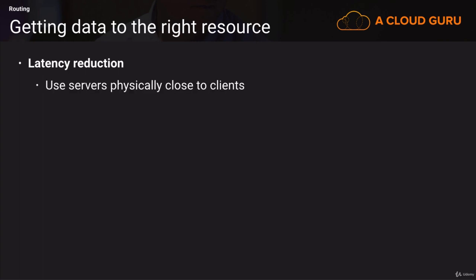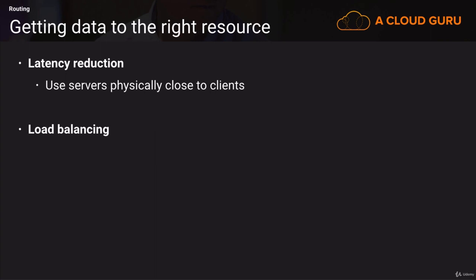In this lecture we're going to take a look at how data makes its way from the front door of Google's network to the correct resource in our system. So let's think about some of the reasons why we might want to direct data flow to different resources. Like I just mentioned at the end of last lecture, one of the reasons is latency reduction. You want your system to respond quickly to users, so it's good if your servers are physically close to them. It may seem strange, but even data traveling at the speed of light takes a noticeable amount of time to cross the globe.